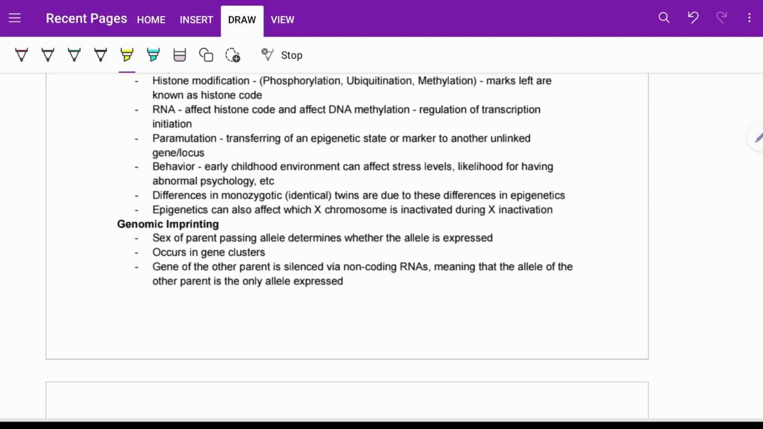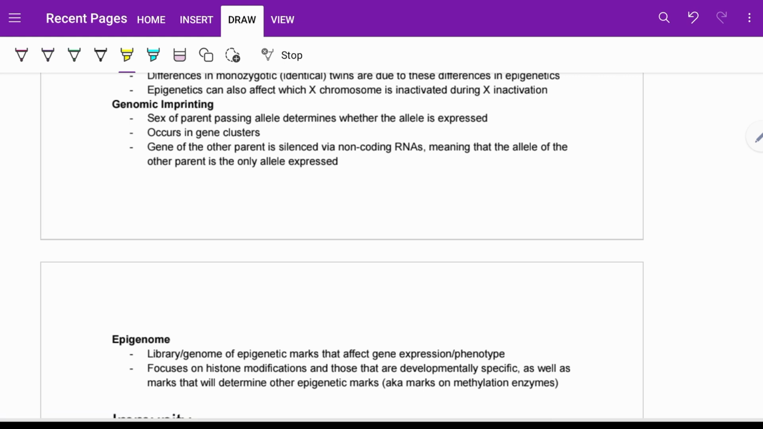Epigenetics can also affect which X chromosome is inactivated during X inactivation. But a lot of these processes of epigenetics are not super well understood. So this is still a huge field that we're trying to research. We also have genomic imprinting, which means that the sex of the parent of the allele determines whether the allele is expressed. So if we have maternal imprinting, that means only the allele of the mother is expressed. And this often occurs in gene clusters, and the gene of the other parent will be silenced by non-coding RNAs, meaning that the other parent's allele is the only allele expressed.